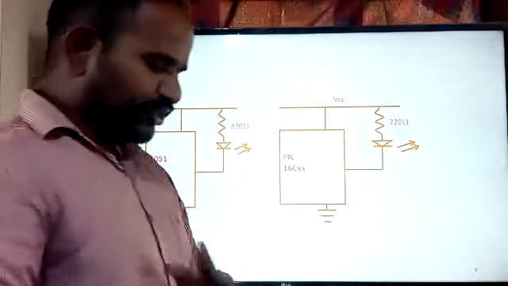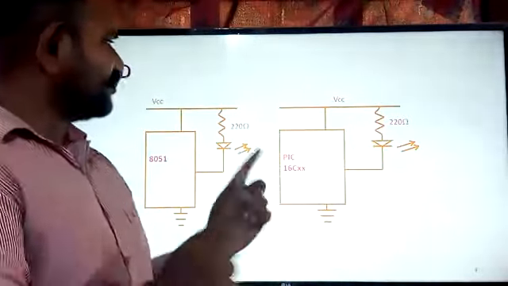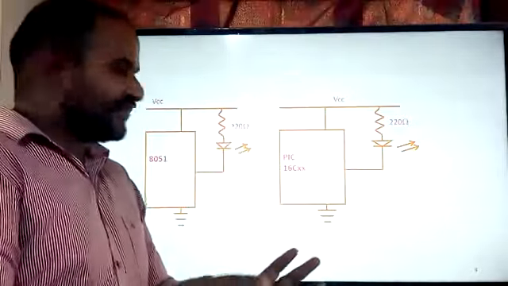I'm not going into much more detail. So simply, when you would like to interface the LED to the microcontroller, it should be interfaced along with the 220 ohm resistor.